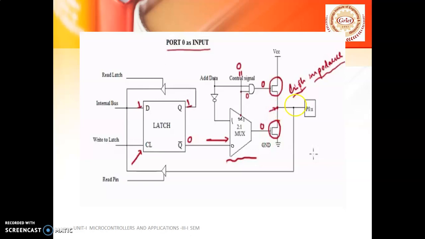So now the port receives the data from the input devices connected to it, and that data is transferred to the processor. The ultimate conclusion is that if the processor wants to read the data from the port pin, we need to make this read pin or control pin 1, so that the data is placed onto the internal data bus of the 8051.